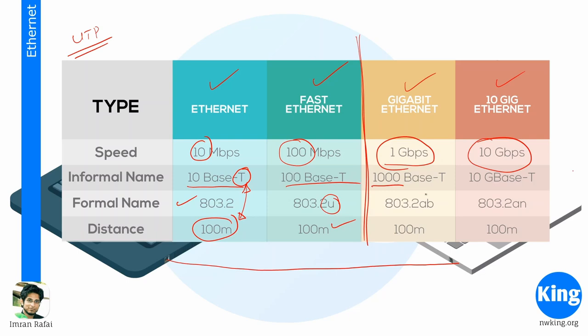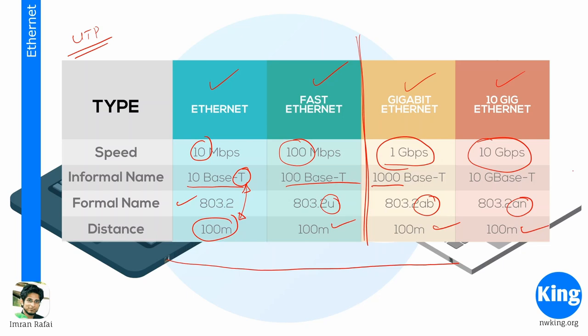Formal names: the gigabit Ethernet formal name is 802.3ab and 10 gig Ethernet is 802.3an. And all of them have a limitation of 100 meters because they're all running UTP cables.